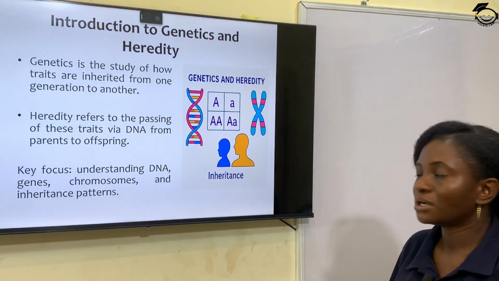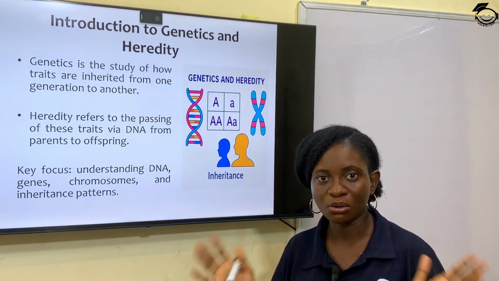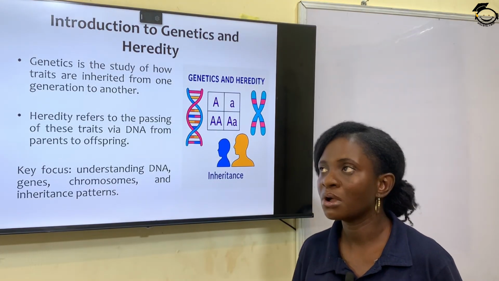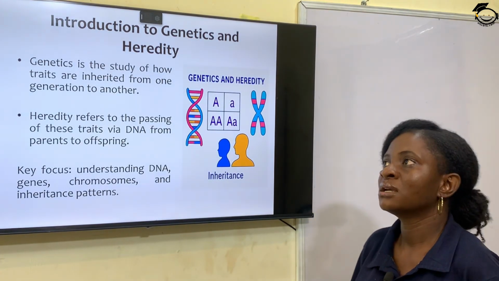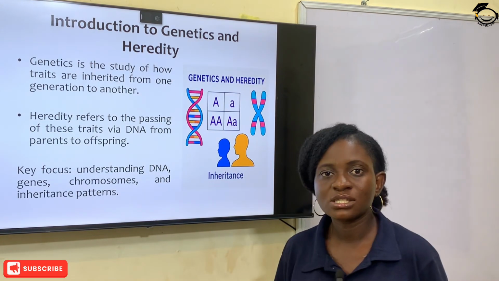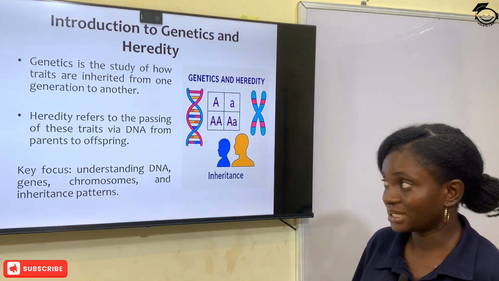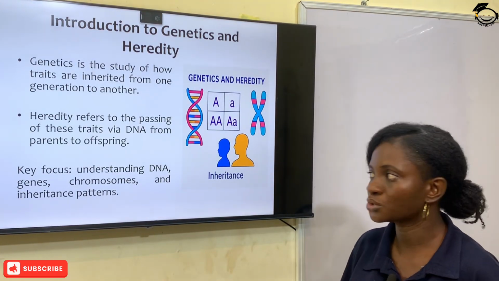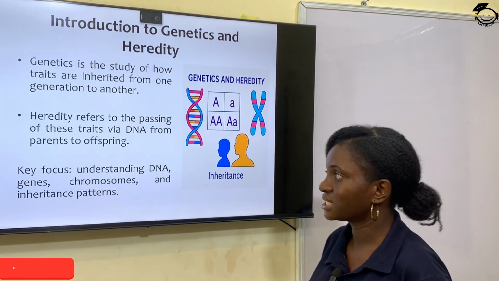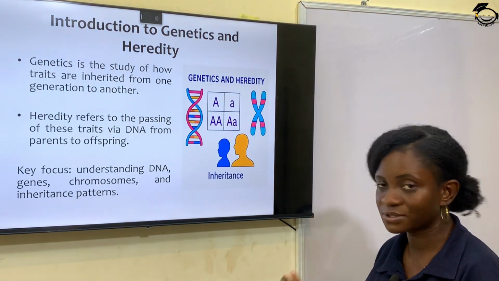So what are these specific traits? You see in some families the members are tall, while in other families the members are short. So genetics comes into play in that part. When we talk about heredity, heredity refers to the passing of these traits through DNA from parent to offspring.